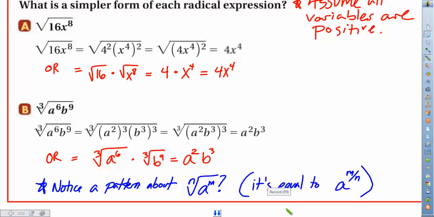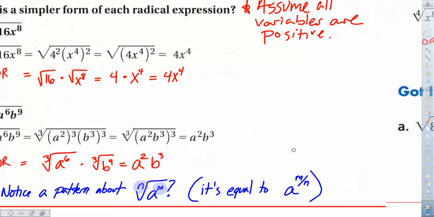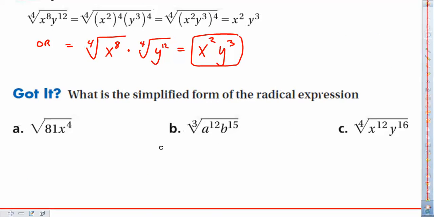You've got it. It's just simply equal to you taking that m, that number that's in this guy's place, and dividing it by that number that's in that guy's place. Pretty awesome, right? Let's use it. Take a look at these examples.